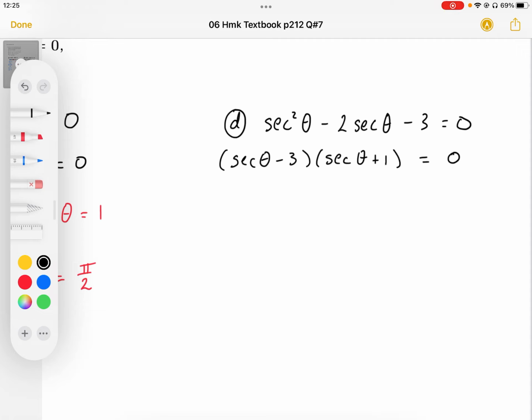So this will give us that quadratic in factored form. Once we have it in the factored form, we can solve these independently of each other. So starting with secant theta equals negative 1.